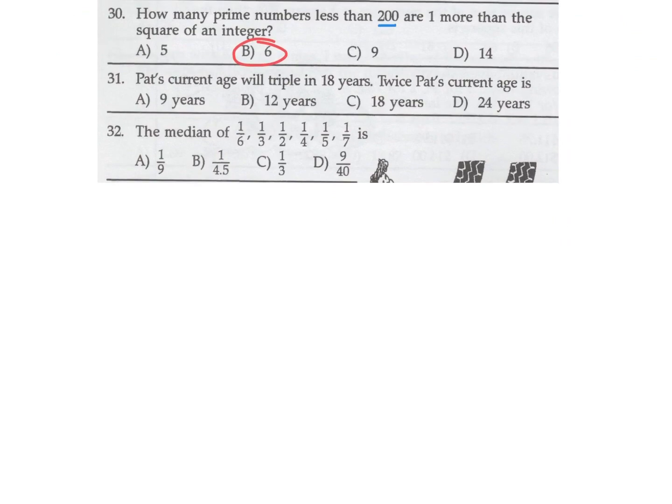Pat's current age will triple in 18 years, twice Pat's current age. So Pat's current age, let's just call it A for age. It will triple in 18 years, so that means A plus 18. So that's the first equation. So that means 2A is 18, and therefore A is 9. But they don't want the age. They want twice of her, his or her, Pat could be a boy or a girl, so 2A is 18. Patrick or Patricia, two possible names that shorten to Pat. So 2A is 18, therefore 31 is C.